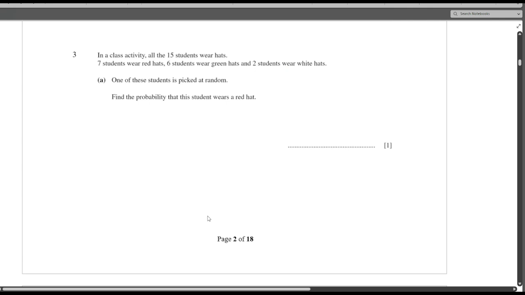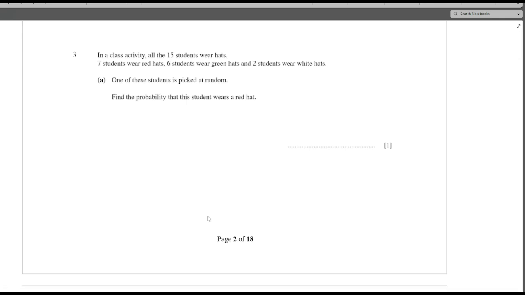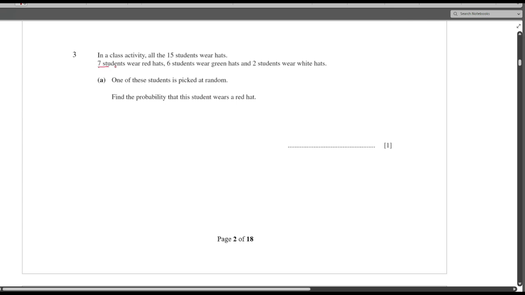Question number 3 is: in a class activity, all the 15 students wear hats. 7 students wear red hats, 6 students wear green hats, and 2 students wear white hats. One of these students is picked at random. Find the probability that this student wears a red hat. Now one student is picked at random. We have to find the probability that the student is wearing a red hat. So there are a total of 7 such students out of 15 students. So your result will be 7 divided by 15.